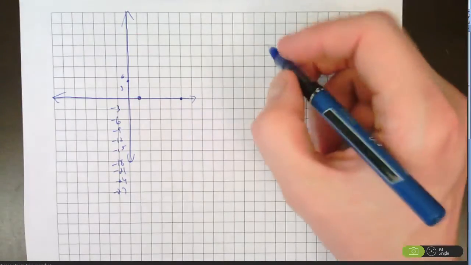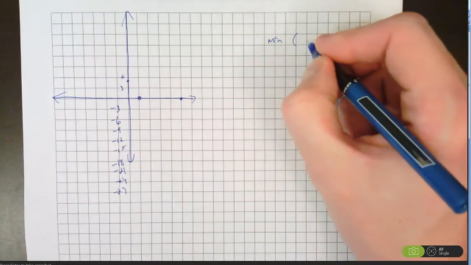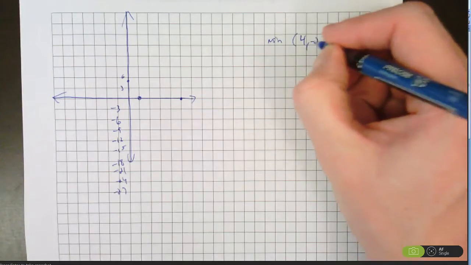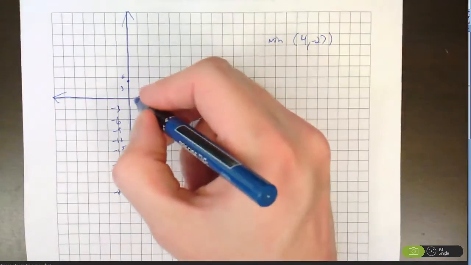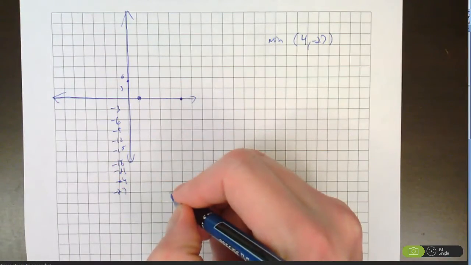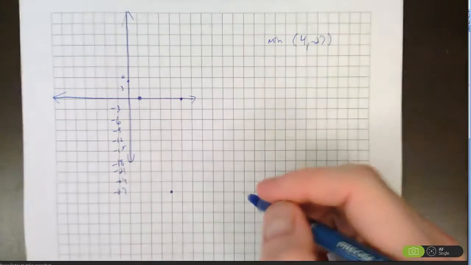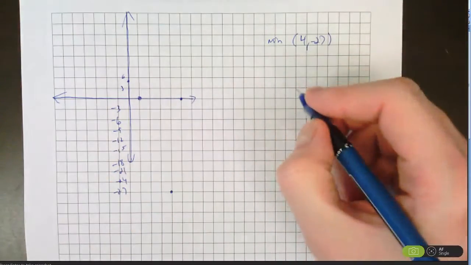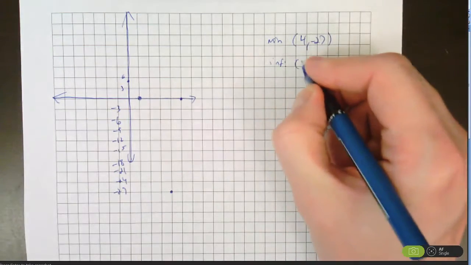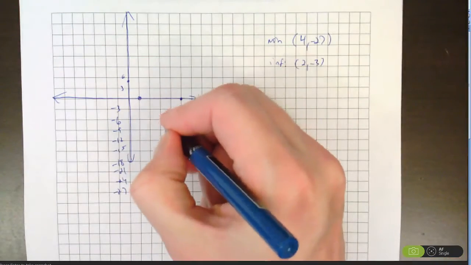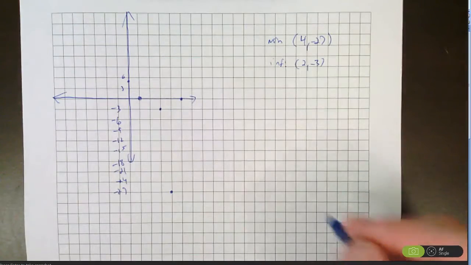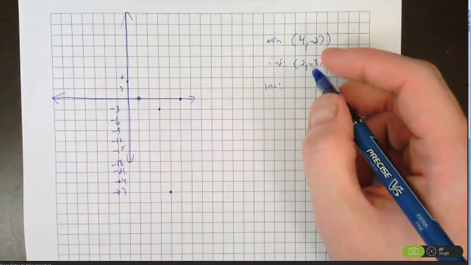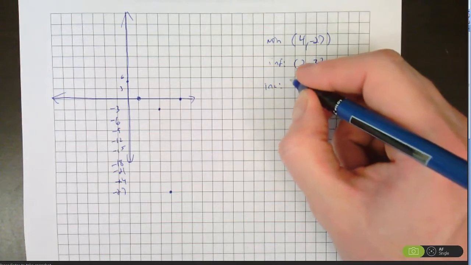Now those points, and then my minimum was at (4, -27). So over 1, 2, 3, 4 and down to negative 27 here. And then my inflection points were again (1, 0) and (2, -3). So over 2, down 3. It's right here.